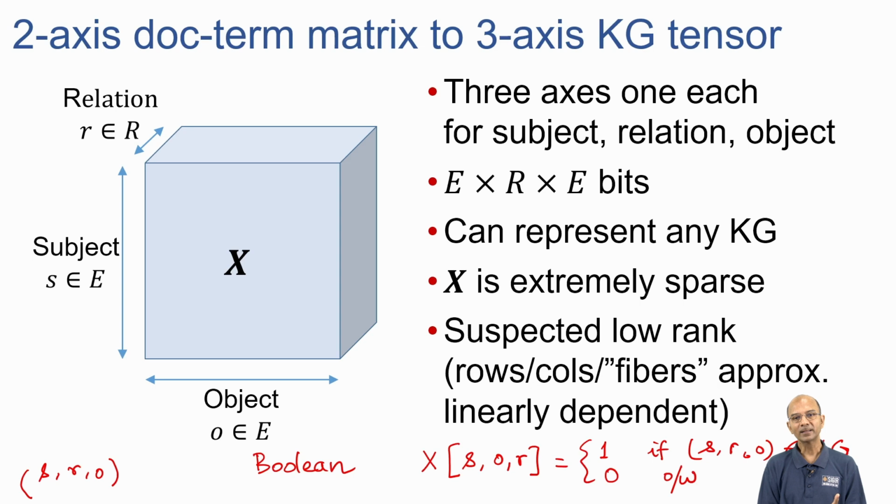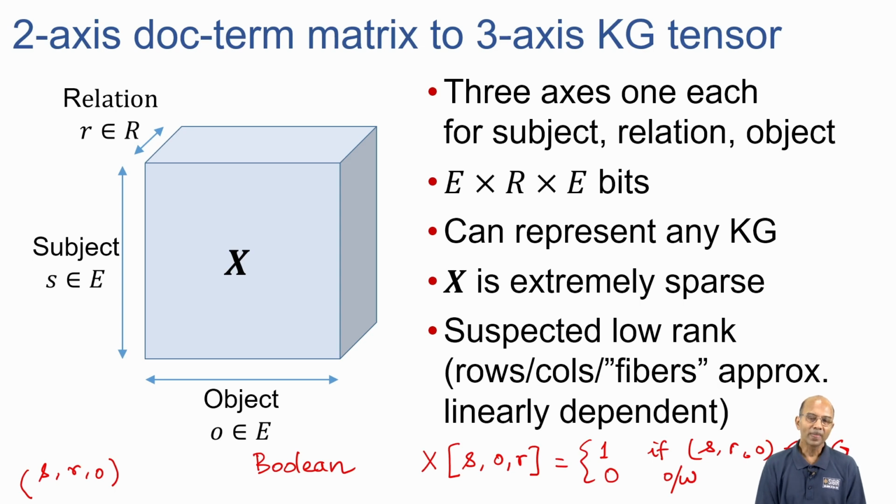So, you can see that this E times R times E bits can represent any knowledge graph in the world. Any bit pattern can fit inside this 3-axis KG tensor X. X is extremely sparse. Of all possible facts which can hold in the universe, very few actually do. People are only born in one place, a country typically has only one capital, a company only has one CEO.